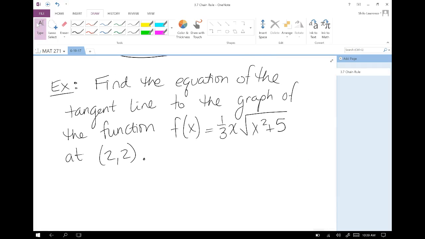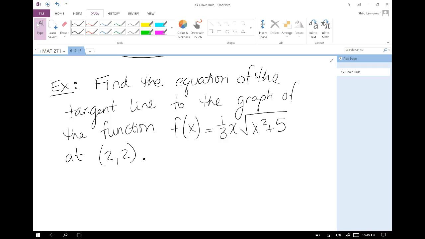We're going to find the equation of the tangent line to the graph of the function f of x equals 1/3 x times the square root of x squared plus 5 at the point 2, 2. We've got to do a product rule and a chain rule.